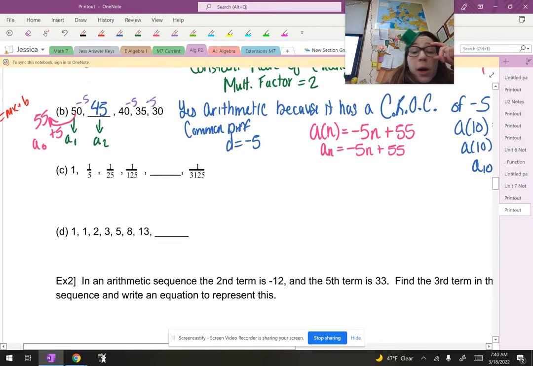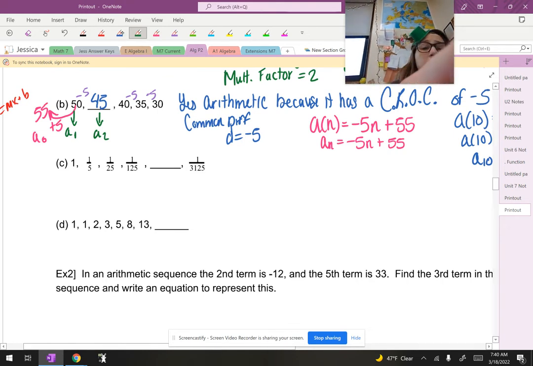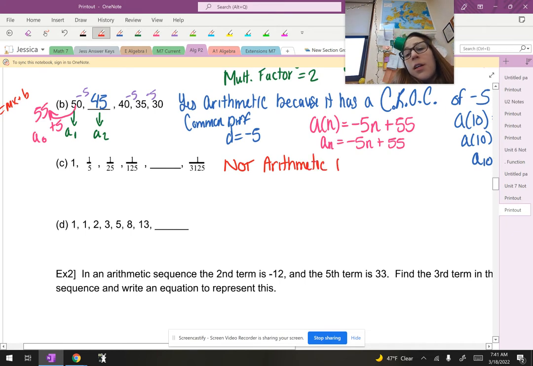Alrighty, moving onwards to part C here. Part C, we're starting with 1, we're going to 1/5, and then 1/25, and then 1/125. So right there, I can see that this isn't going to be arithmetic, because to go from 1 to 1/5, I would have to minus 4/5, and that's not going to work going from 1/5 to 1/25. So definitely not arithmetic. And again, there's no constant rate of change.